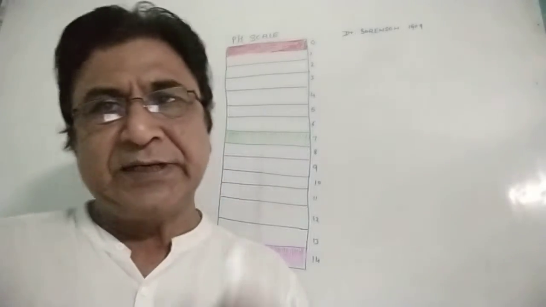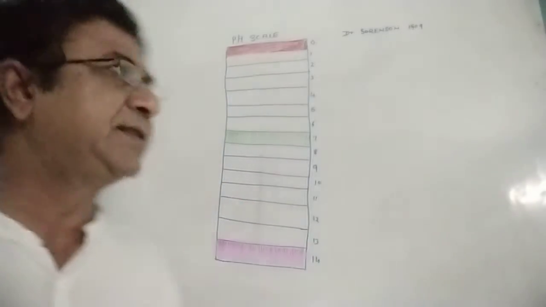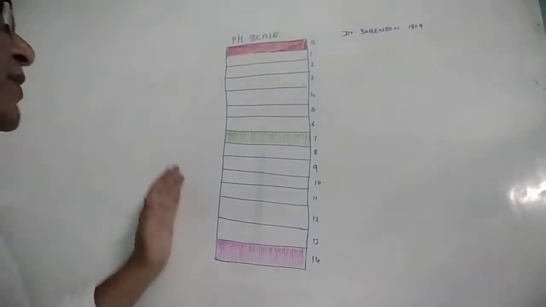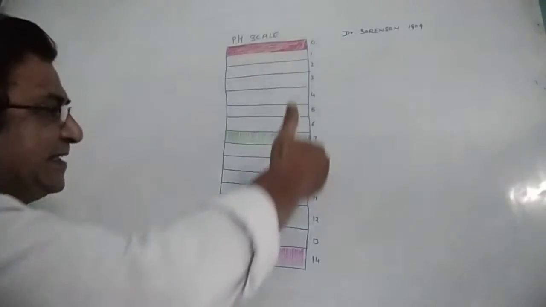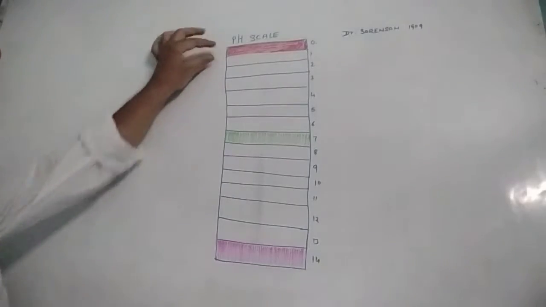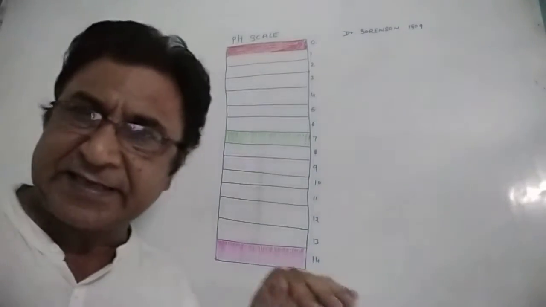Hello students, let's discuss the pH scale today. The pH scale, you must be knowing about this. This is a very simple kind of scale. It was given by Dr. Sorensen in 1909, and the reading on the scale is from 0 to 14.